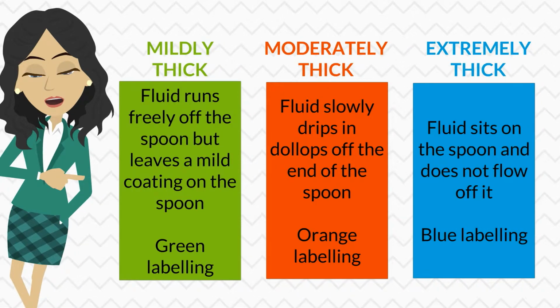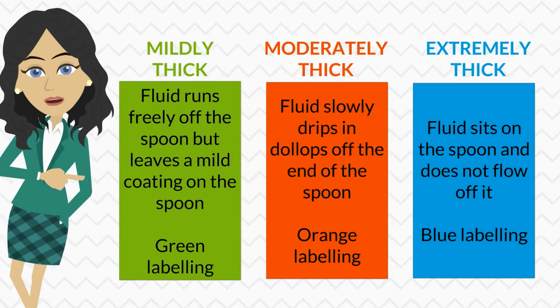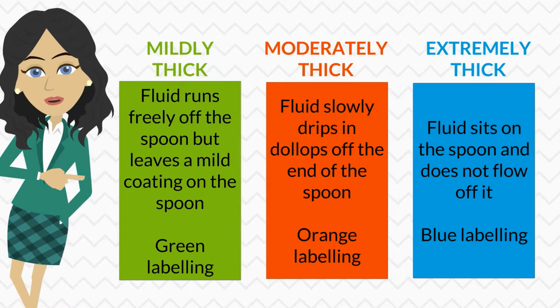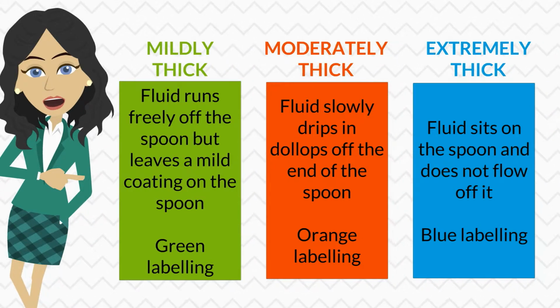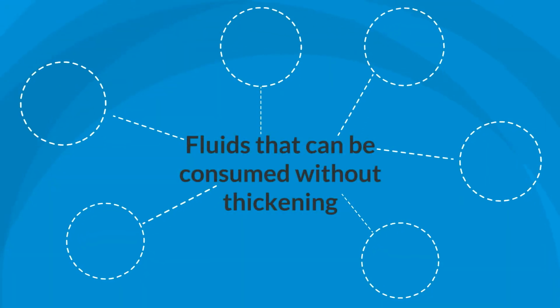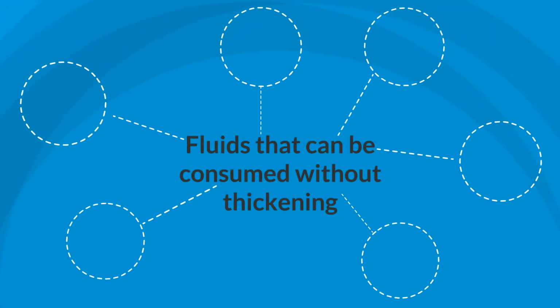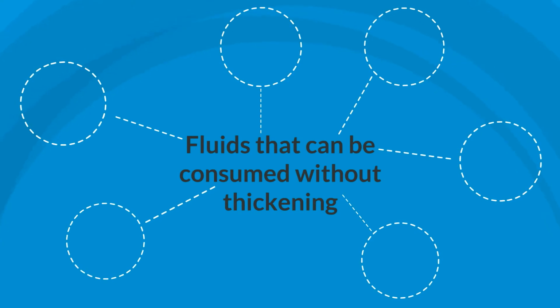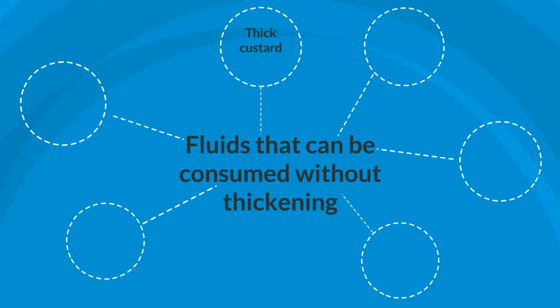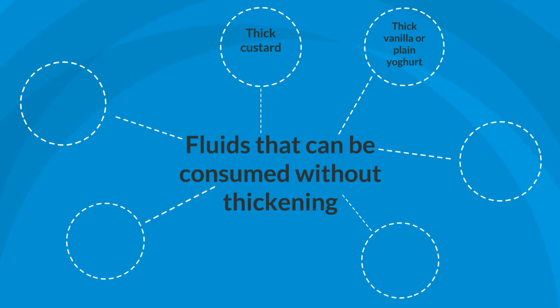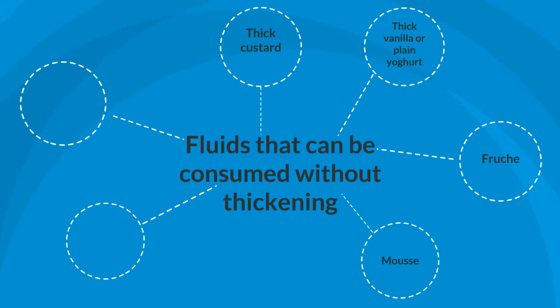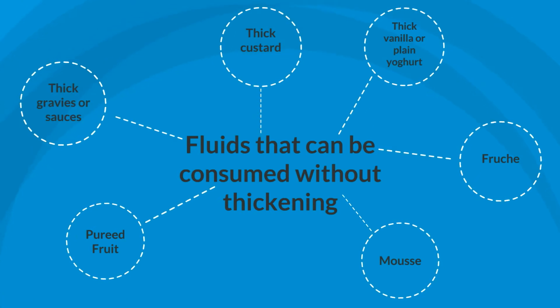Extremely thick fluids have a pudding consistency. Fluid sits on the spoon and does not flow off. They can be identified by blue labelling. There are some fluids that can be consumed without thickening. These are thick custard, thick vanilla or plain yogurt, fruit mousse, pureed fruit, thick gravies and sauces.